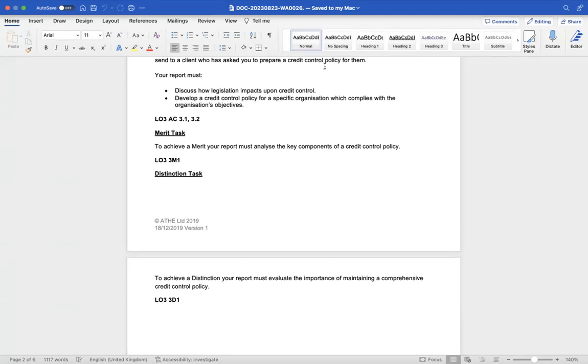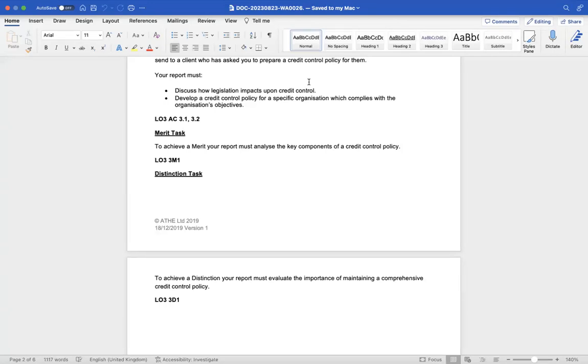Okay. So then we will come to the distinction task. Importance of comprehensive policy: evaluate the importance of maintaining a comprehensive credit control policy, and discuss how the organization's financial stability, customer relationships, and overall reputation are impacted by the effectiveness of their credit control measures.